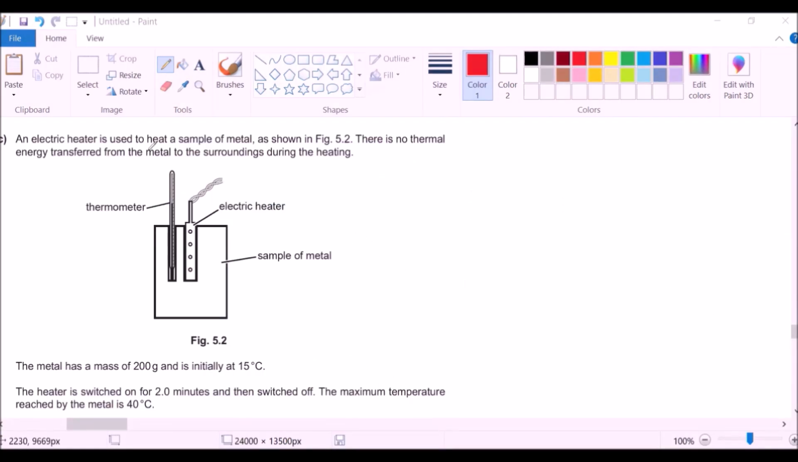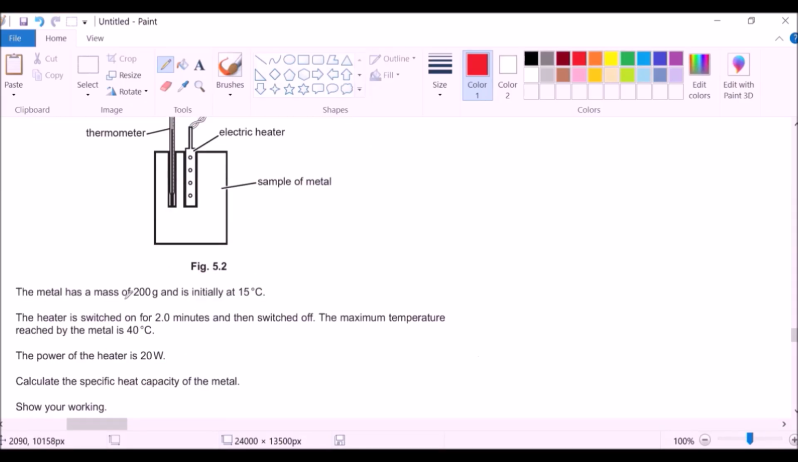Now let's look at this question from June 2023, O-Level Cambridge. An electric heater is used to heat a sample of metal, as shown in Fig 5.2. There is no thermal energy transferred from the metal to the surroundings during the heating, so we will assume it is insulated. The metal has a mass of 200 grams, so our m is 200 over 1000, which is 0.2 kg.